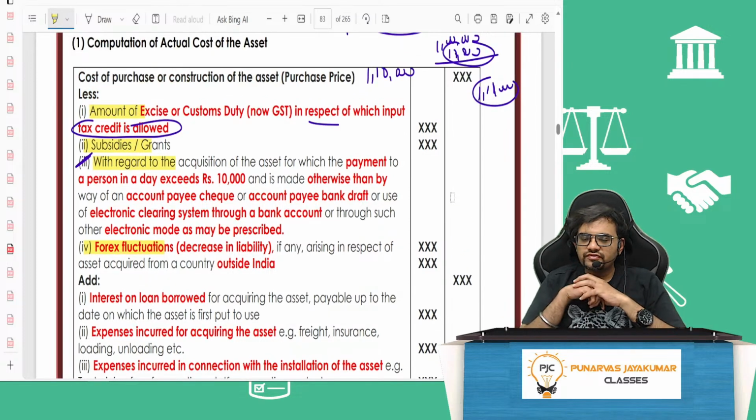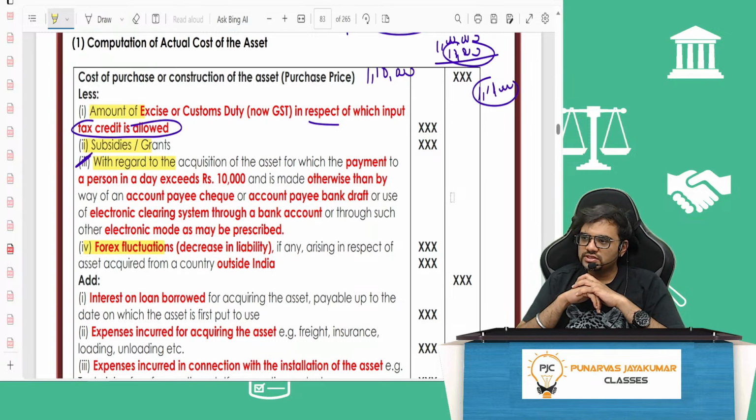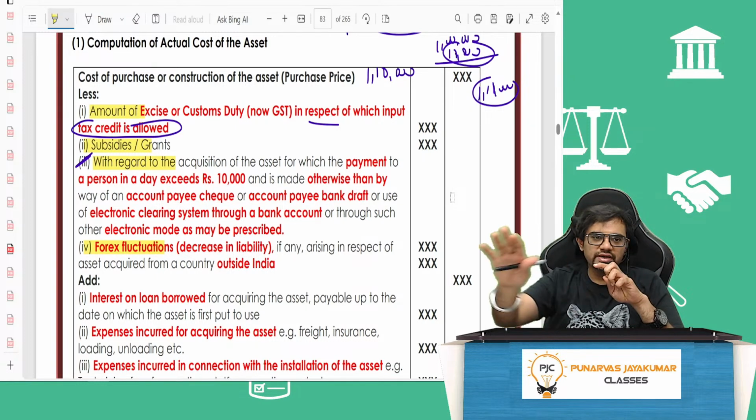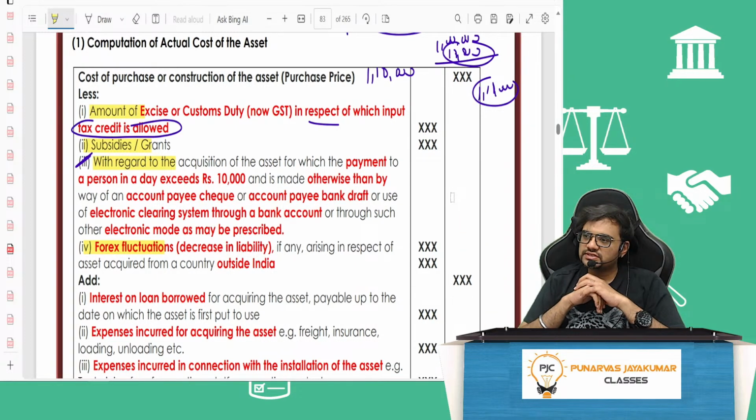You bought an asset from abroad, or you bought an asset using a loan, a foreign exchange loan, or you bought an asset on credit basis. From abroad you imported. $1 lakh is the asset cost. And today the rate is 80 rupees. $1 is 80 rupees. No problem. You record it as 1 lakh into 80, 80 lakhs. Fair enough.